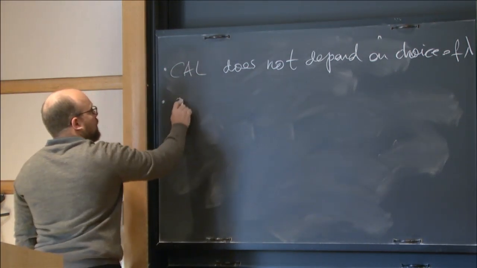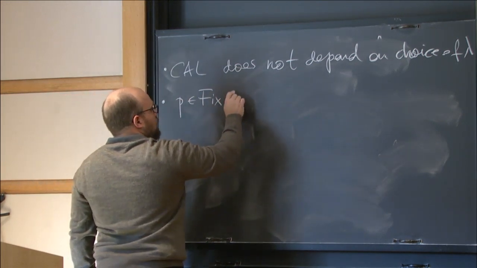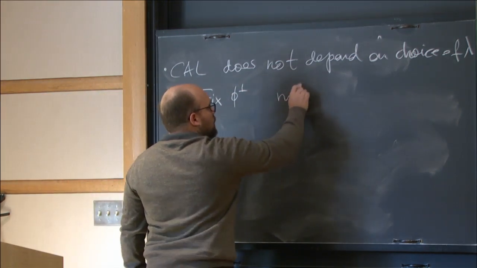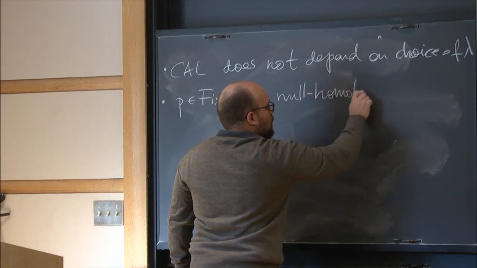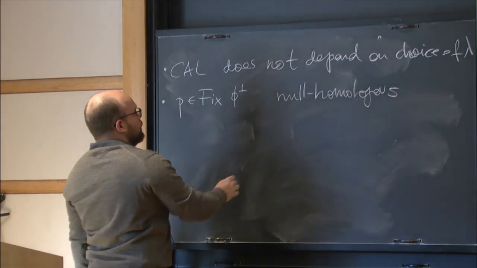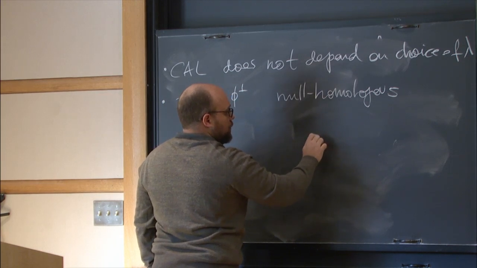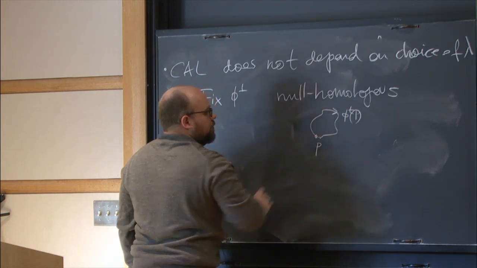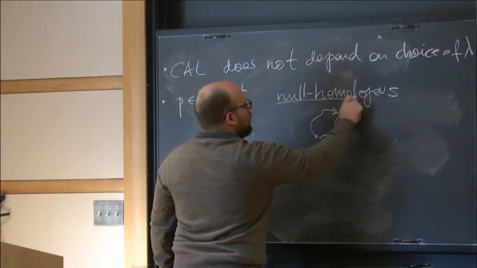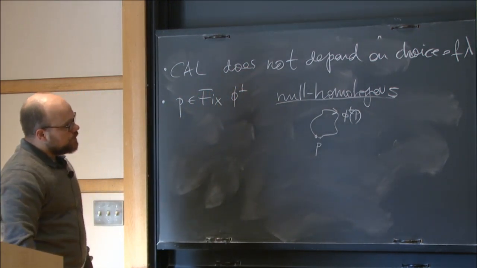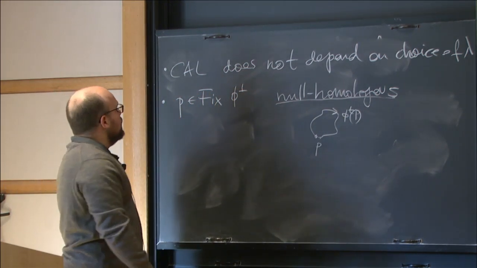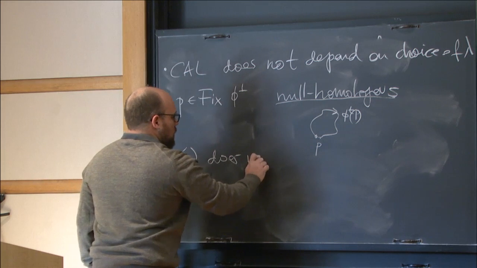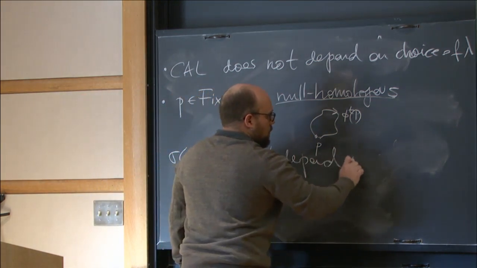Also, if you take a fixed point of the end map, and I'm assuming it's null homologous, this means that if you run it around with the isotopy, you come back to the initial point, and then being null homologous means that this loop is 0 in homology. So if you have a null homologous fixed point, then the action value also does not depend on lambda.